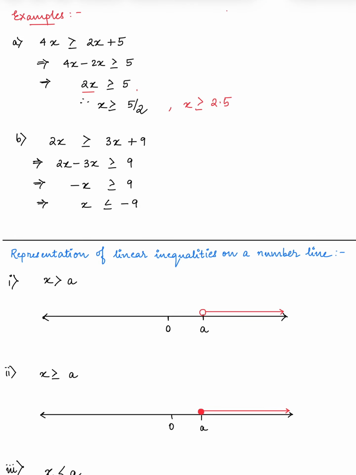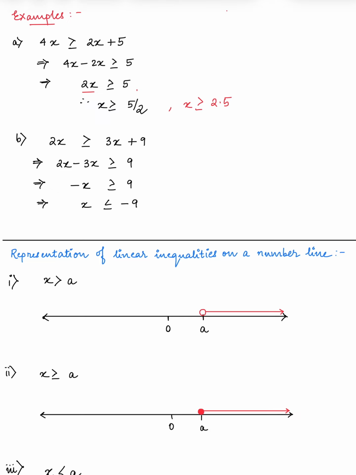So this has no application of the rule of change, change, change. Now the next one: 2x is greater than or equal to 3x plus 9. What do we do? For solving, we subtract 3x over here. So 2x minus 3x will be greater than or equal to 9. So minus x will be greater than or equal to 9.